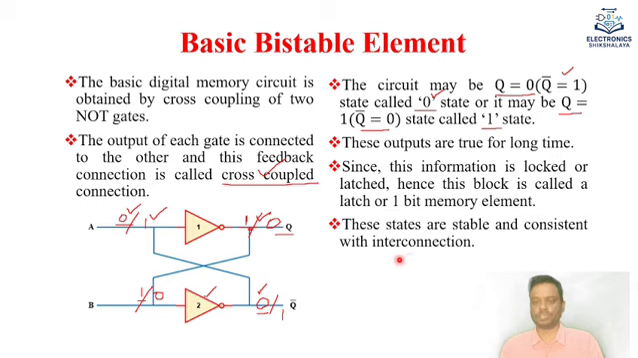Latches basically rely on the cross-coupled operation, which means the output of one gate is connected to the input of another gate. So this is like a feedback connection. The output is connected to the input. So this will lock the information for some duration of time. That is how it stores the information. So this is the latch.